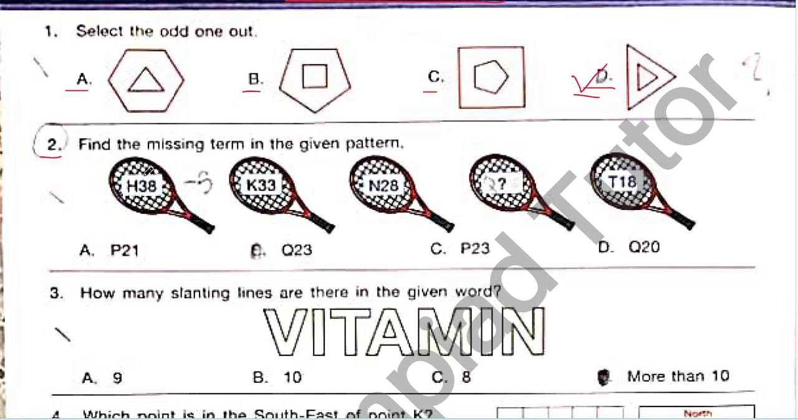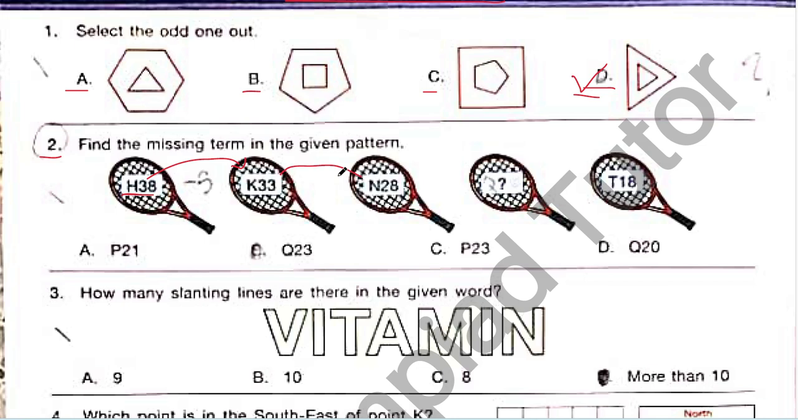Question 2 is find the missing term in the given pattern. So here we have to check. This is a pattern where number is also there and one alphabet is also there. So we have to check. Like H38 is the first number given to us. Then the second is K33. So from H to K, we have skipped I and J in between. H, I, J, K. So I is skipped, J is skipped and we are writing K here.